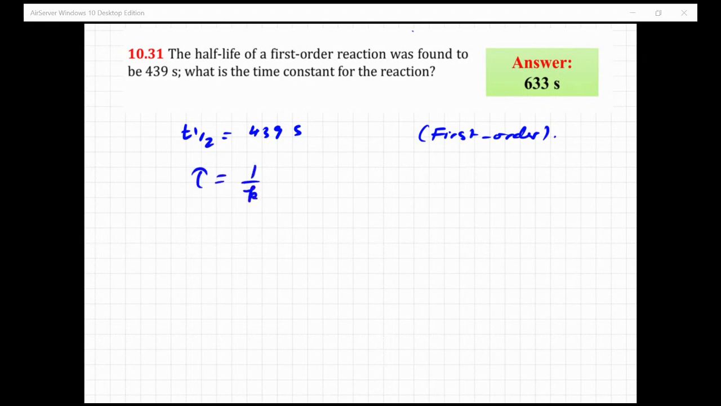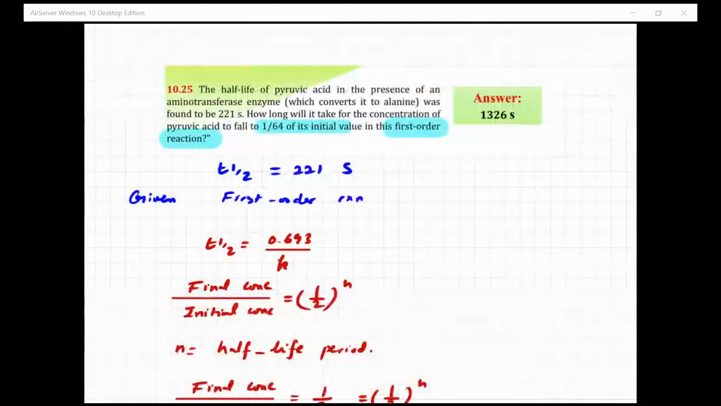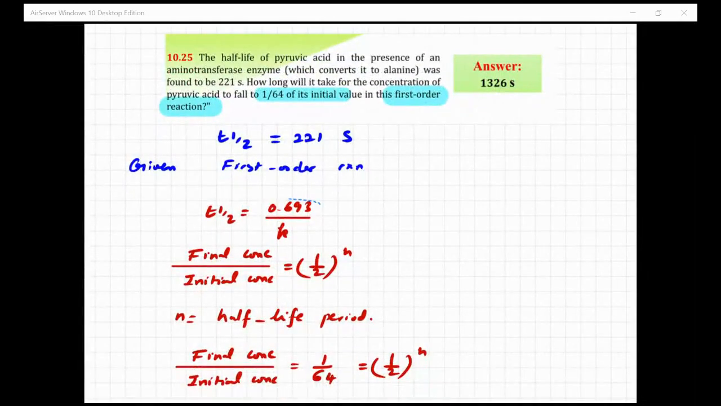1 over k. This is only for a first order reaction. So this tau is also for first order reaction. So tau equals 1 over k. But I don't have k. But I have a relation, which we just wrote, for first order reactions.